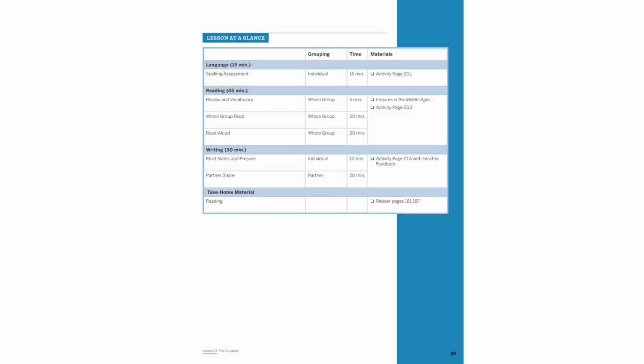In this lesson, students will engage in a spelling assessment and explore vocabulary related to the Crusades. The reading session includes a review of empires in the Middle Ages and a whole group read aloud. Writing activities involve reviewing notes with teacher feedback and sharing with partners, enhancing understanding of historical fiction elements.